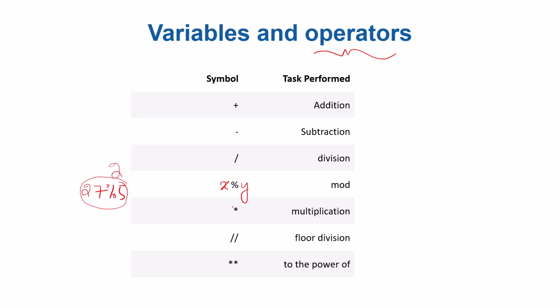This multiplication, this star symbol is used as multiplication. Like in mathematics, we normally write this cross symbol, but in Python and in most programming languages, the star symbol is used to achieve multiplication.